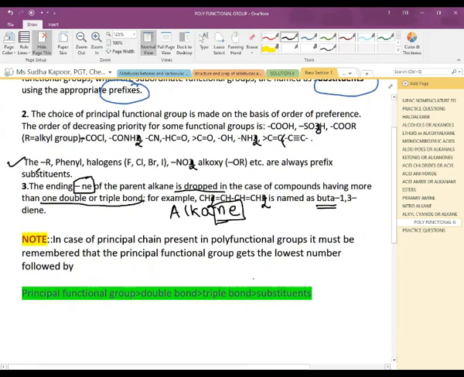Now, in the case of polyfunctional group, one more note point here is, if the principal chain contains various functional groups, and we have numbered it also, the principal functional group must get the lowest number. Then we will give preference to double bond, then triple bond, and then the substituents. So it must be remembered that if there are more functional groups, then the principal functional group should get the lowest number following this series. So we will do some practice questions now.